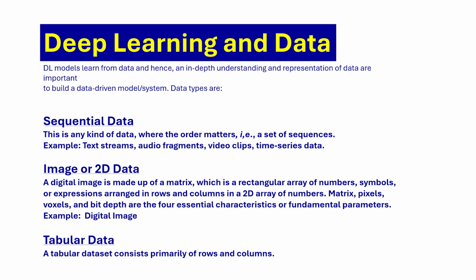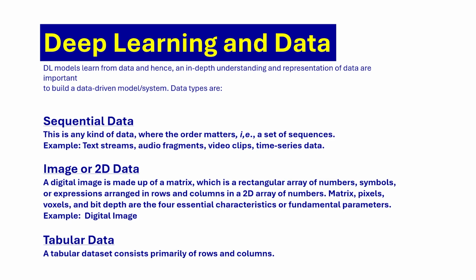So, in a nutshell, deep learning deals with three sets of data: sequential data. This is a kind of data where order matters. Sets of sequences like text streams, audio segments, video clips, or time series data. Time series data means data as a function of time, when you are recording a video or recording audio, that is what it is.